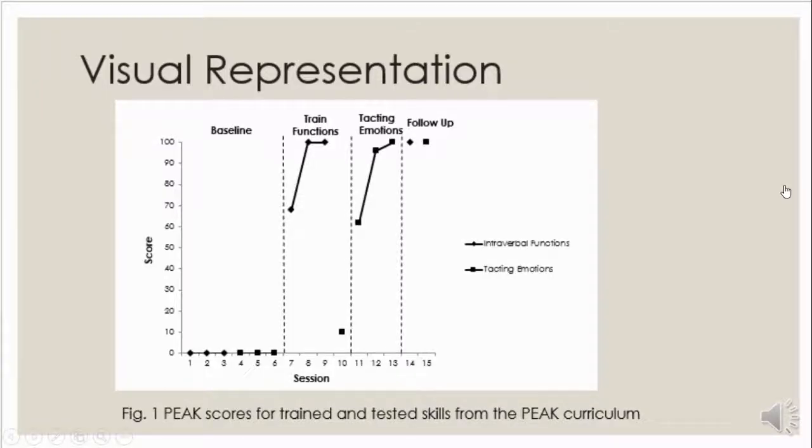Here is the graph of the data from the study, and here are the baseline scores, where the diamonds represent the intraverbal functions and the squares represent the tacting emotions. Here is the direct training phase of functions, and you can see the increase of the scores, and then after mastery was reached, a test or a probe was conducted again for the tacting of emotions. Again, the initial teaching block was around 62%, and then it increased and went up. Sessions 14 and 15 were the follow-up phases, where the score remained at 100%, or at a score of 100.